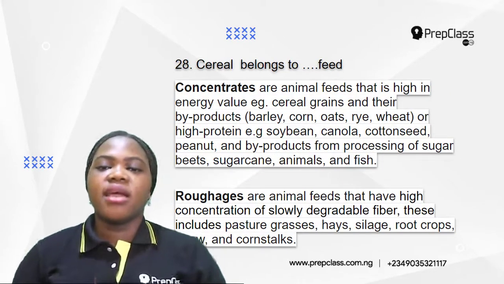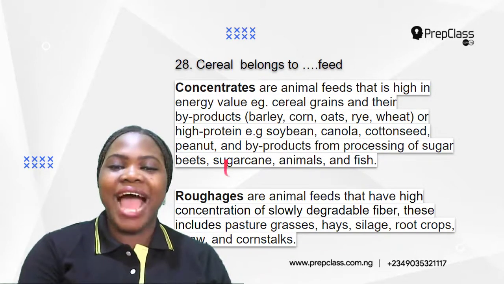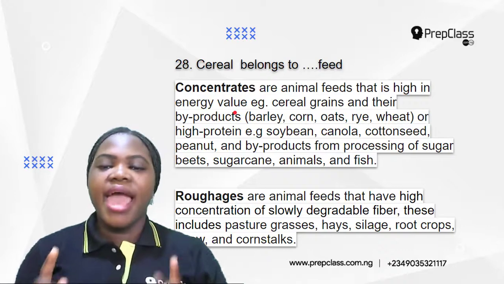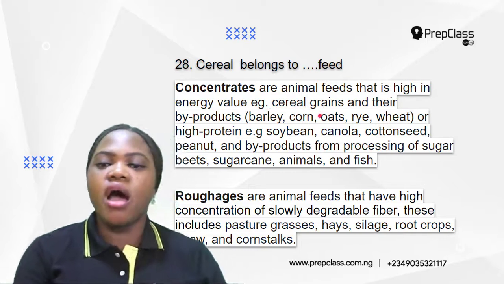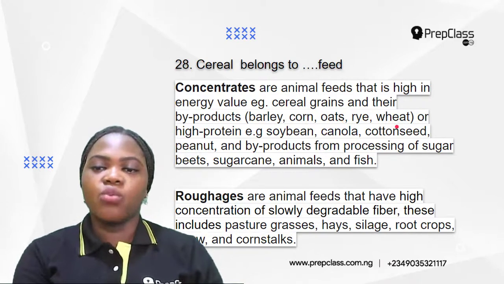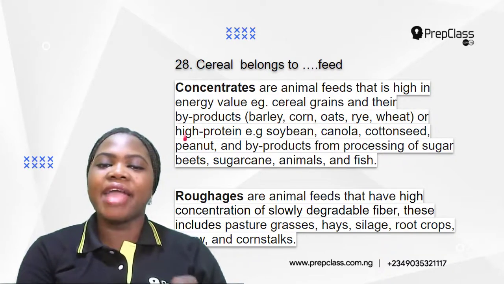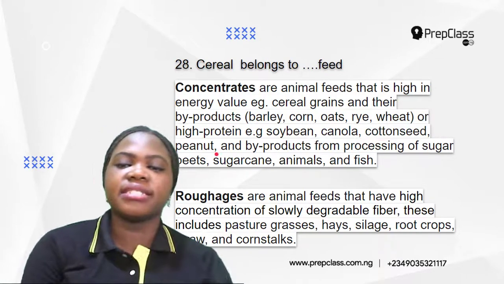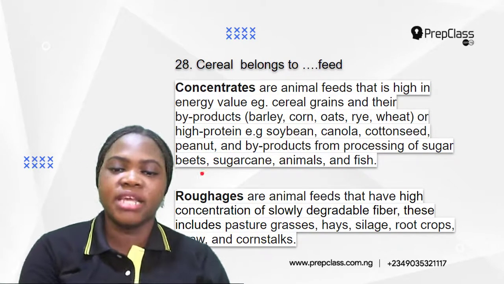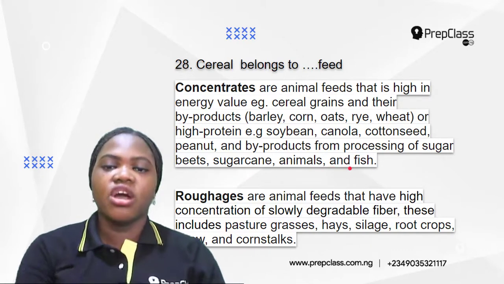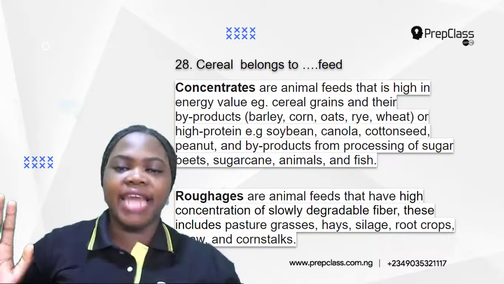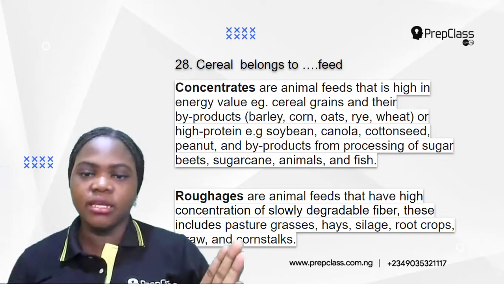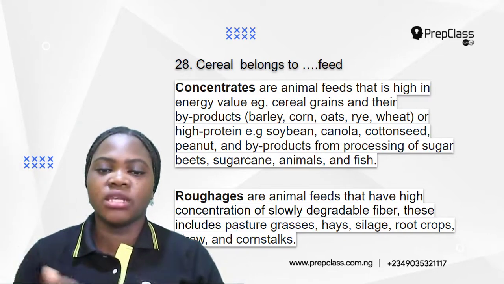Okay, concentrates. Concentrates are animal feed that is high in energy value. Okay, examples are cereal grains and their byproducts such as barley, corn, oats, rye, wheat, and some of them are high protein such as soybean, canola, cottonseed, peanuts, and byproducts from processing of sugar beets, sugarcane, animals, and fish. Okay, so these are concentrates. These are the main animal feeds. They are either high in energy value or high in protein. Okay, so these are the various examples of concentrates.